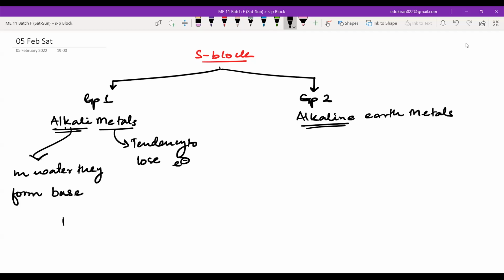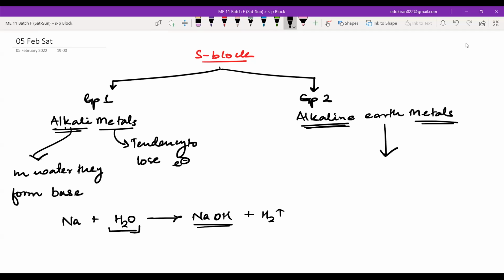A good example will be if you have sodium plus H2O, then you are going to get NaOH, and hydrogen gas will be liberated. So you are going to get bases when you react this with water. That is why these are alkali metals. Similarly, alkaline earth metals. Now this word earth, because most of the elements of this group are found in Earth's crust. So this is the general introduction.